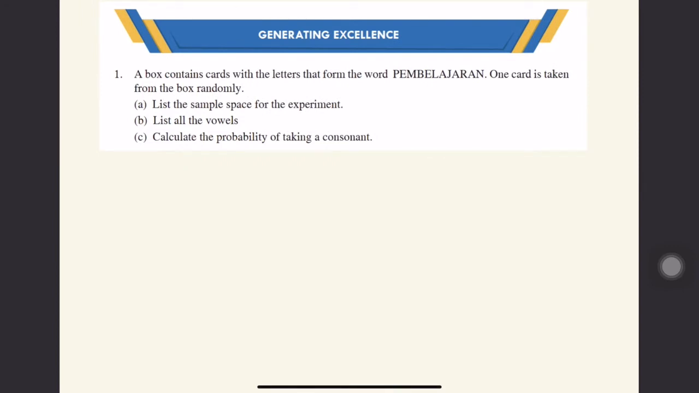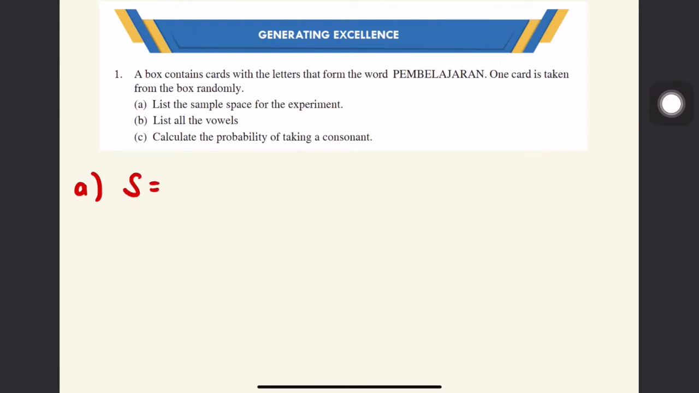A box contains cards with letters that form the word pembelajaran. One card is taken from the box randomly. A. List the sample space for the experiment. If the question wants you to list the sample space, you just simply list out all the alphabet in pembelajaran. If there is a repeated alphabet, you just label it as 1, 2, 3, and so on. So we know the sample space.